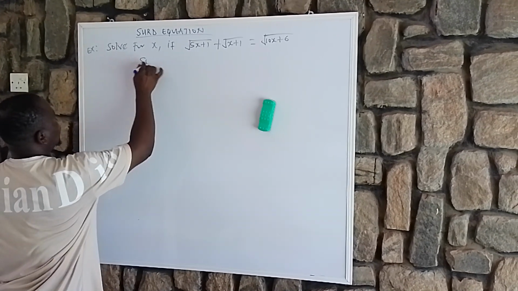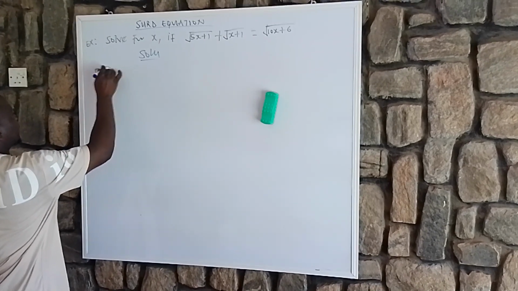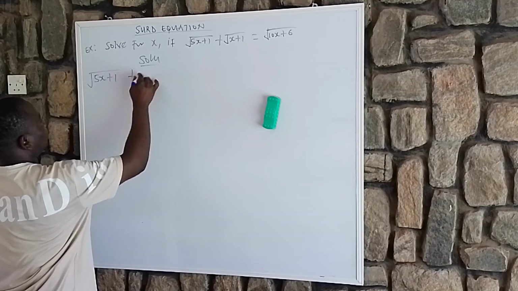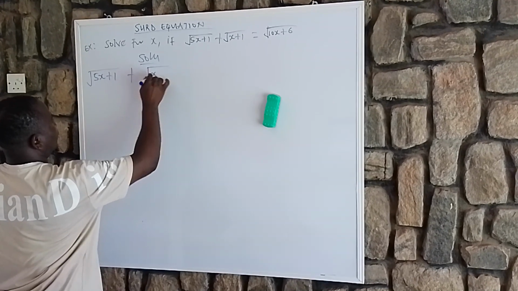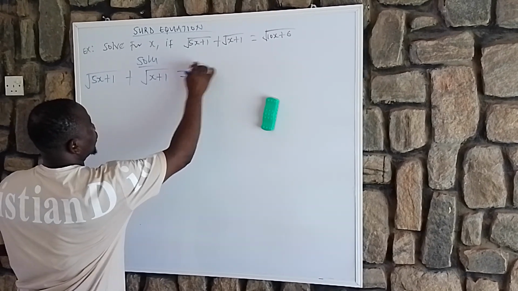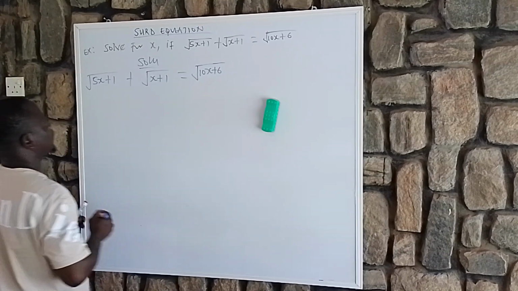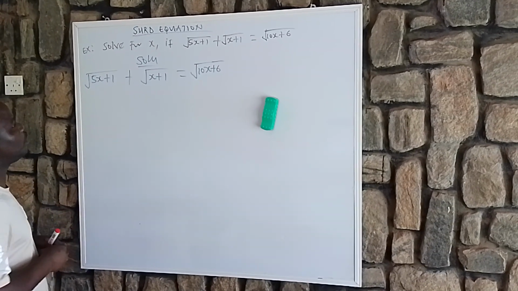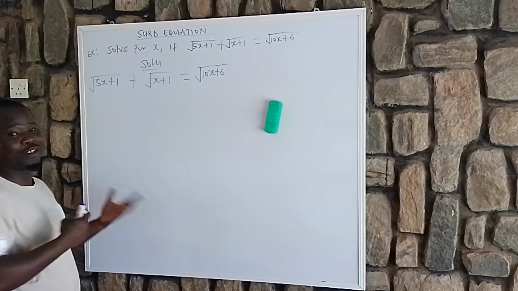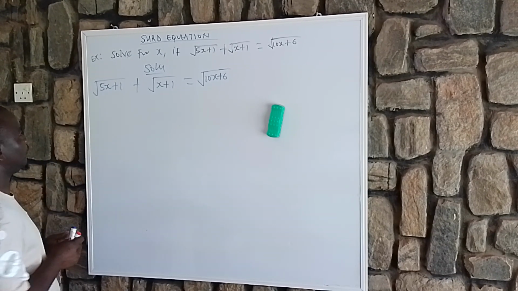Let's first write the solution. Square root of 5x plus 1 plus square root of x plus 1 equals square root of 10x plus 6. So what you need to do here, how can you solve this problem? It's simple as ABC. It's not difficult. Just listen very carefully.